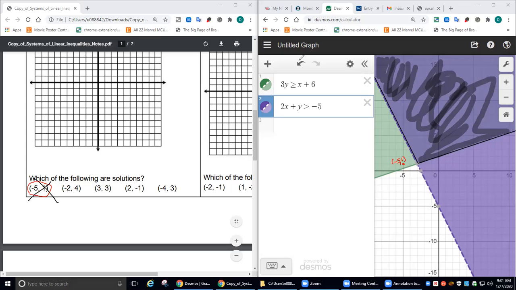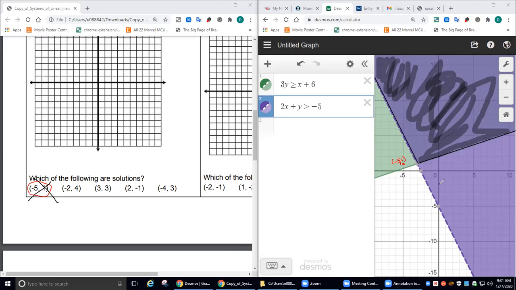How about -2, 4? Let's go ahead and graph that. -2, 1, 2. I'm going to go over 4. Sorry. 1, 2, -2, and up 4. 1, 2, 3, 4. Here it is. Is this a solution?